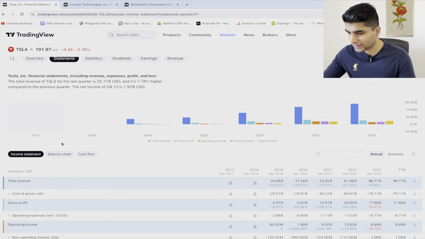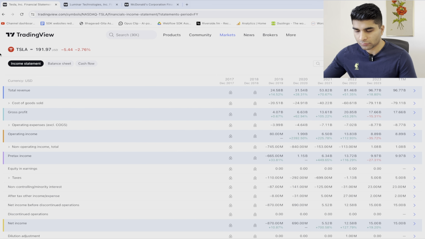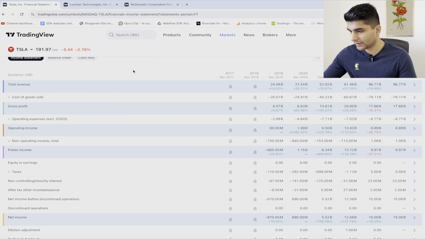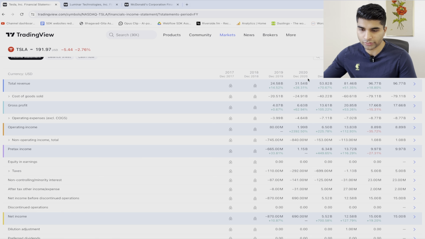When you go to statements, scroll below and you see 3 financial statements here: income statement, balance sheet, cash flow. I would look at annually and quarterly. So the first metric I would look at is the total revenue. I would see annual. First, I would put it at annual and go to total metric and look at the annual revenue year over year.